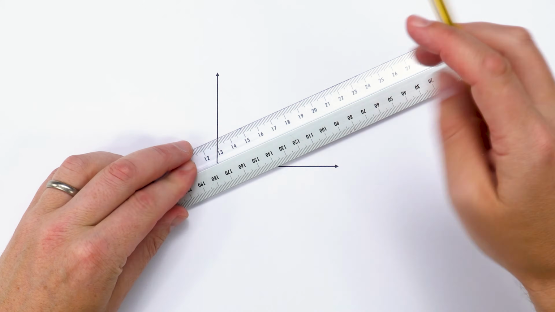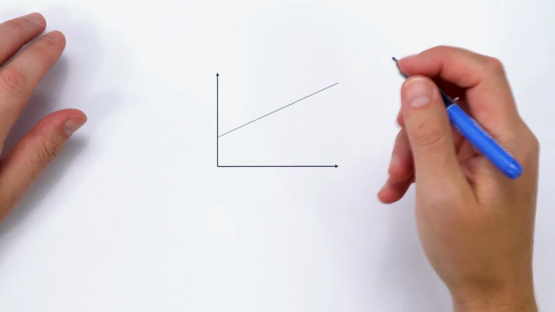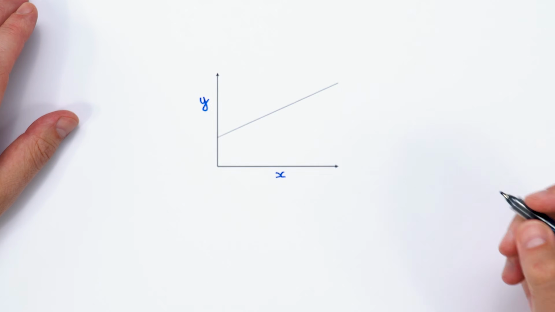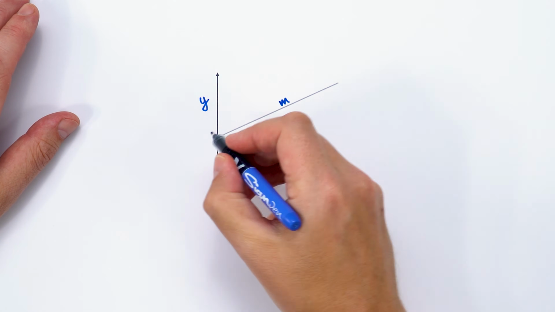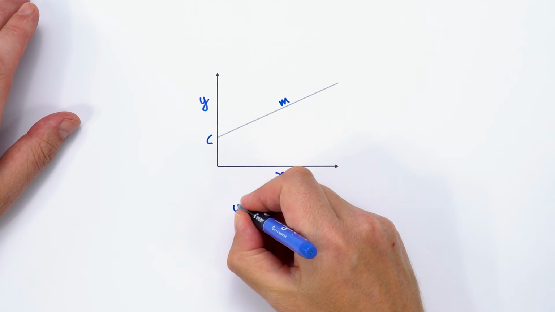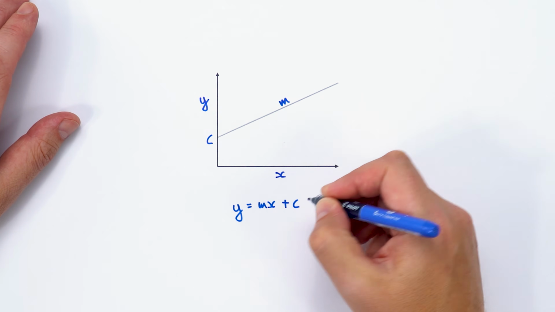And so what all of these graphs have in common is that we have a straight line that at some point meets the y-axis. And if we were to maybe just think about the x-axis here and the y-axis here, we tend to label the gradient as little m and the y-intercept as c. And that then means the equation for this line is y equals mx plus c. And this is going to be super important.